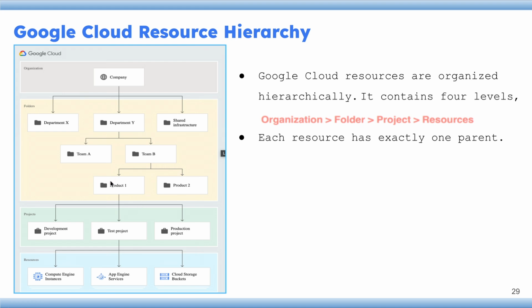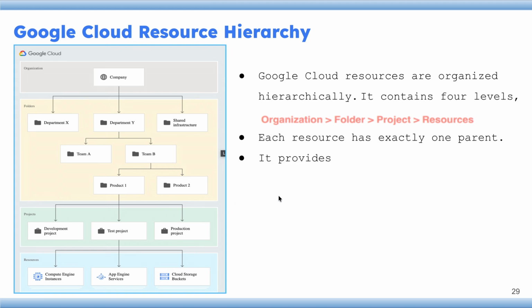For example, there are two products, product 1 and product 2, which come under team B. If I want to restrict creating any VPC network in product 1 and associated child products, and configure that rule in this product 1 folder, by default it will be inherited by all the different projects. For example, development project, test project, and production project. In all three projects, I will not be able to create or configure anything related to networking. So that is the biggest advantage of this particular model.